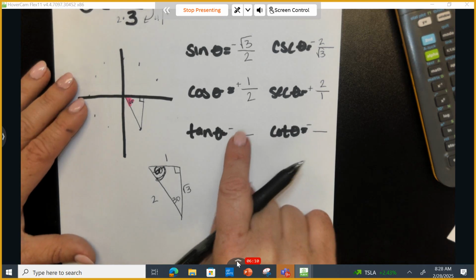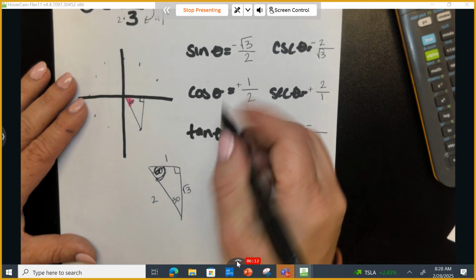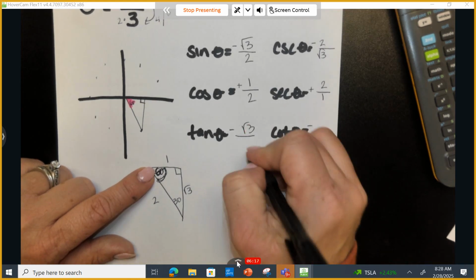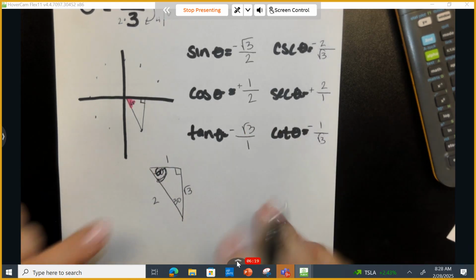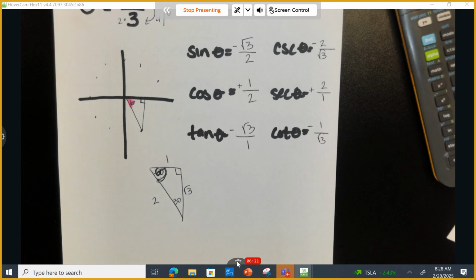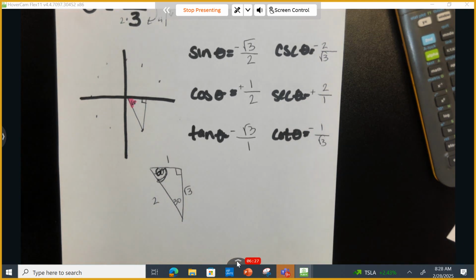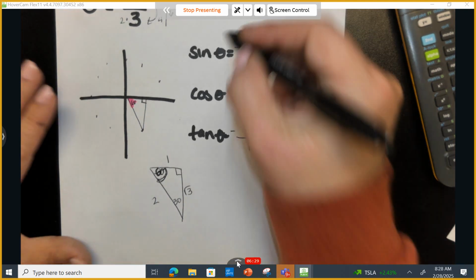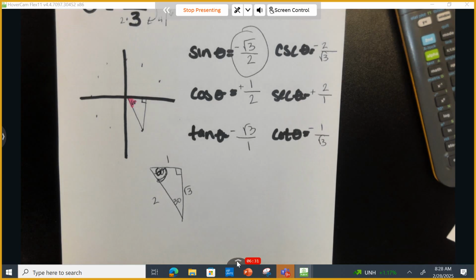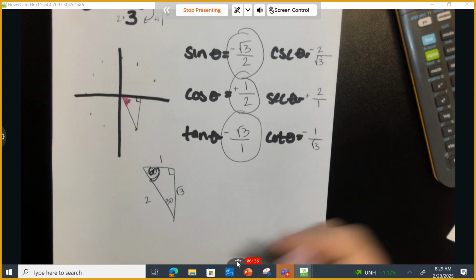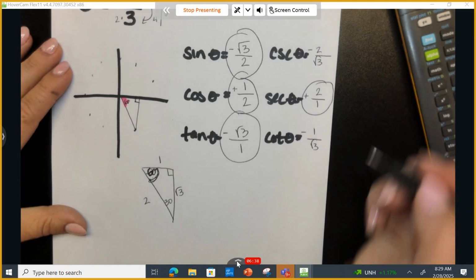So we're creating that ratio. Opposite over adjacent. So opposite is radical 3, adjacent is 1, or the square root of 3 over 1. I feel extremely confident in these 6 answers for each of the 6 trig functions, but not all of them are proper. This is proper. I have the right sign, and there's no square root in the denominator. This is proper. This is proper. This is proper.